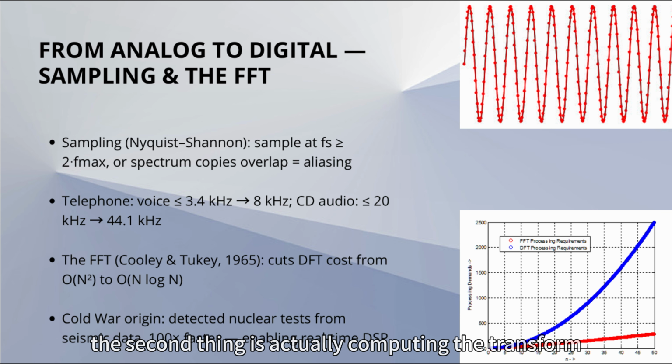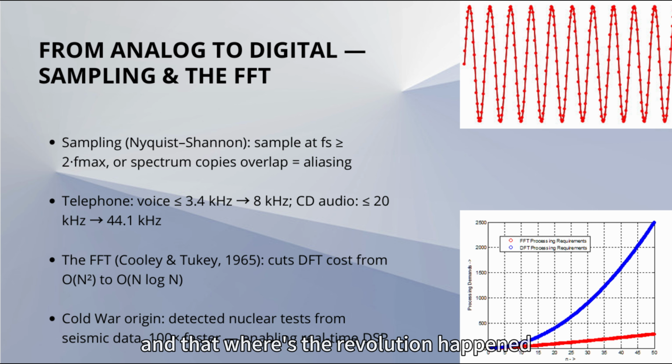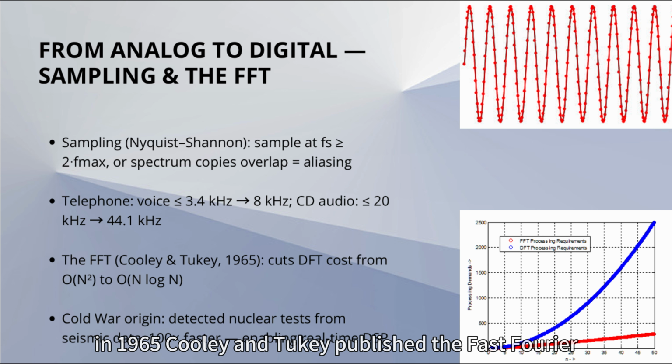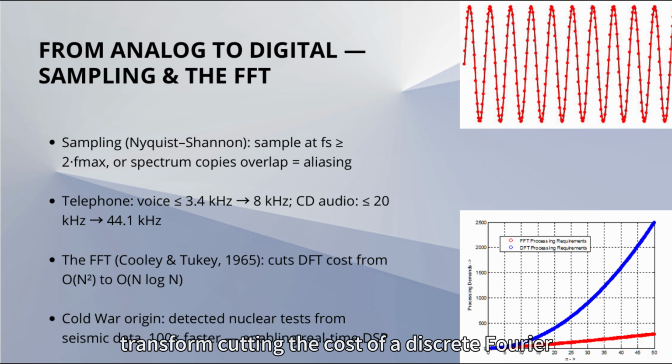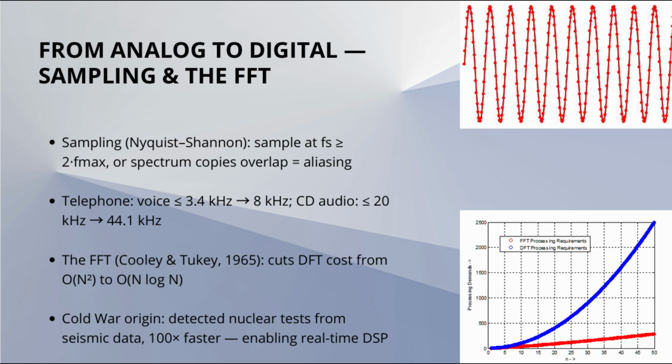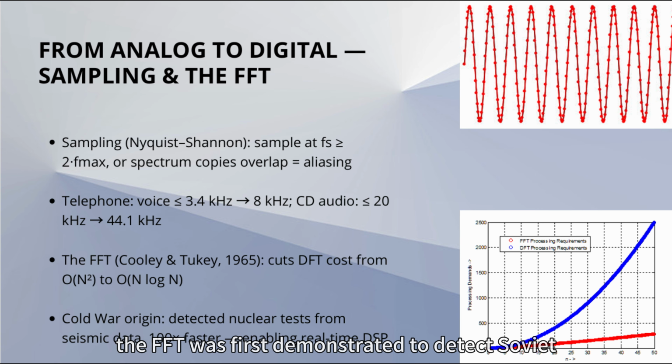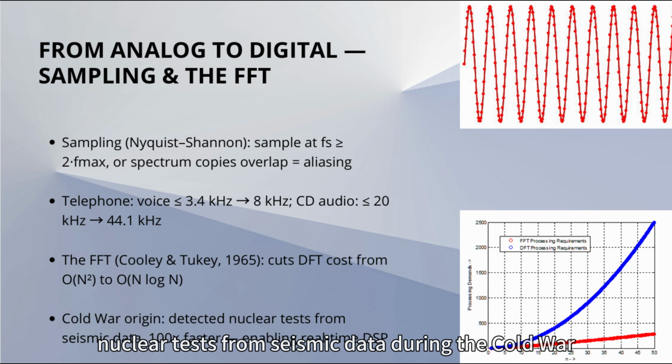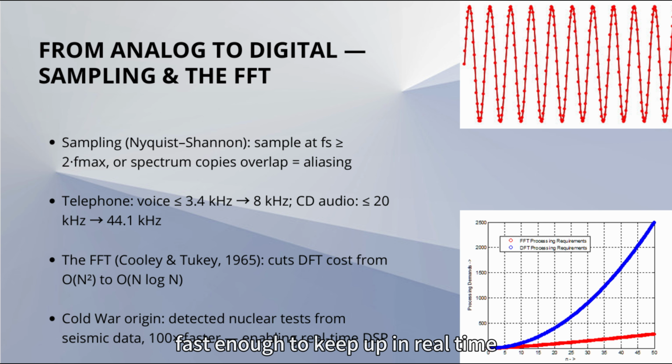The second thing is actually computing the transform, and that's where the revolution happened. In 1965, Cooley and Tukey published the fast Fourier transform, cutting the cost of a discrete Fourier transform from the order of n squared down to order n log n. And here's the part most people don't know. The FFT was first demonstrated to detect Soviet nuclear tests from seismic data during the Cold War, 100 times faster than the existing method, fast enough to keep up in real time.